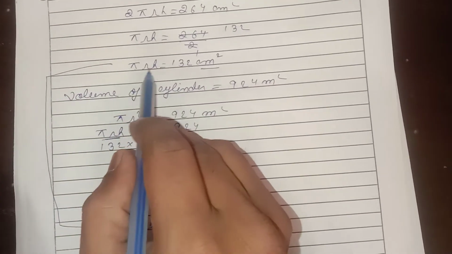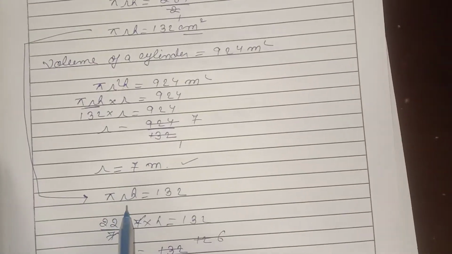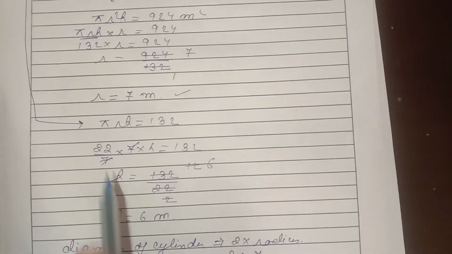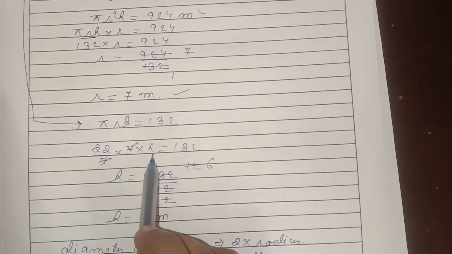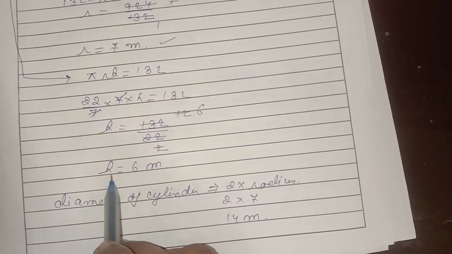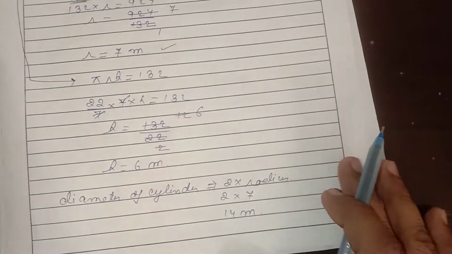See here, pi r h was 132. Bring that number here so that you can write the value of r, and we can find the value of h. So the value of h is 6 meter.